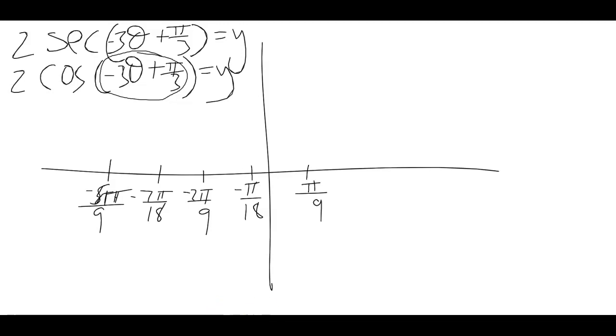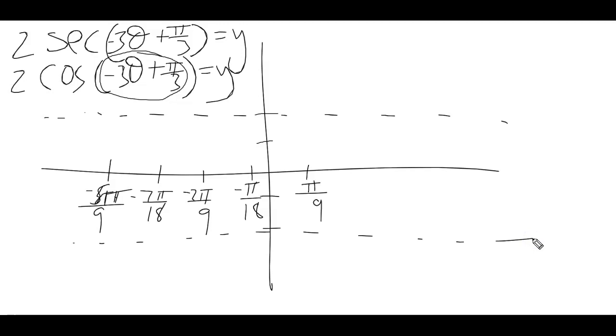All right, the next thing that we're going to do is graph our midline. Now notice I don't have a plus anything after the parentheses here. So that means my midline is the x-axis. The next thing I'm going to do is use my amplitude, which is 2. I'm going to go up 2 spaces to find the max, and down 2 spaces to find the minimum.